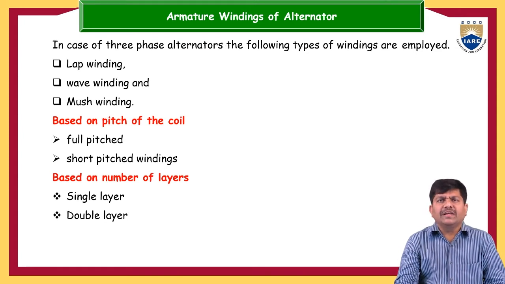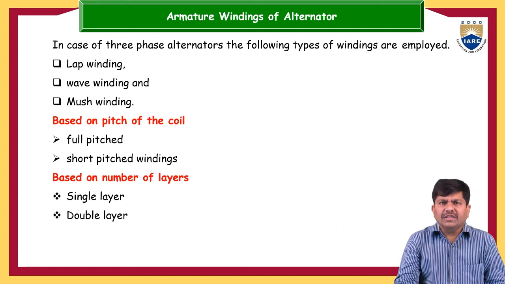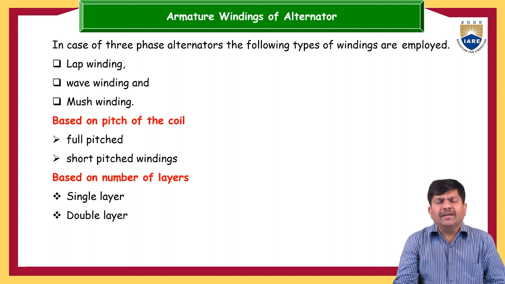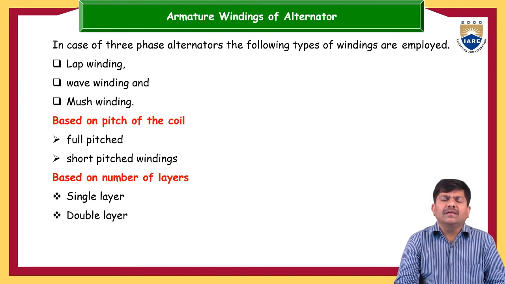What type of armature windings can we come across? Majorly, as we discussed, lap winding and wave winding. And one unique type of winding we can observe in these alternators is based on the pitch of the coil. Pitch is nothing but the distance between two adjacent coils.